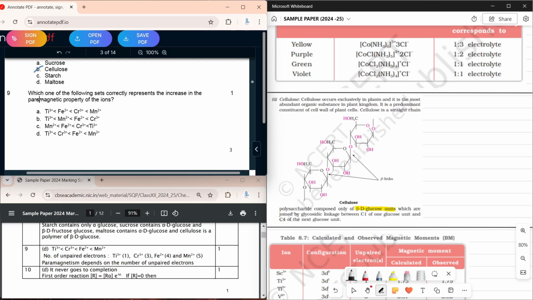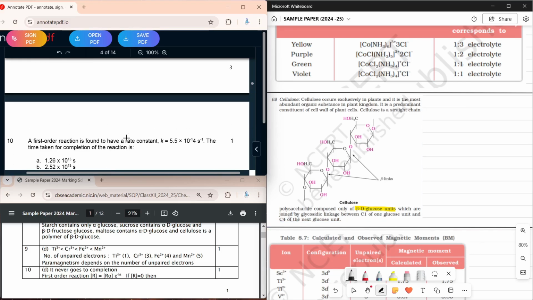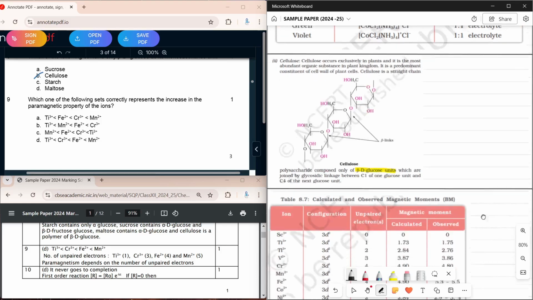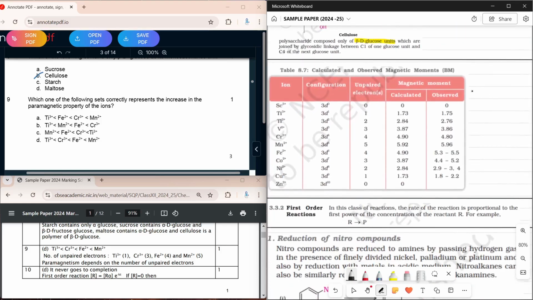Next question, question number 9. Which of the following sets correctly represents the increase in paramagnetic property of the ions? Now, this is from the chapter D and F block elements, if you notice. So this is basically related to the chapter D and F block, and this is related to the magnetic moments. And this is actually, again, given in your textbook.